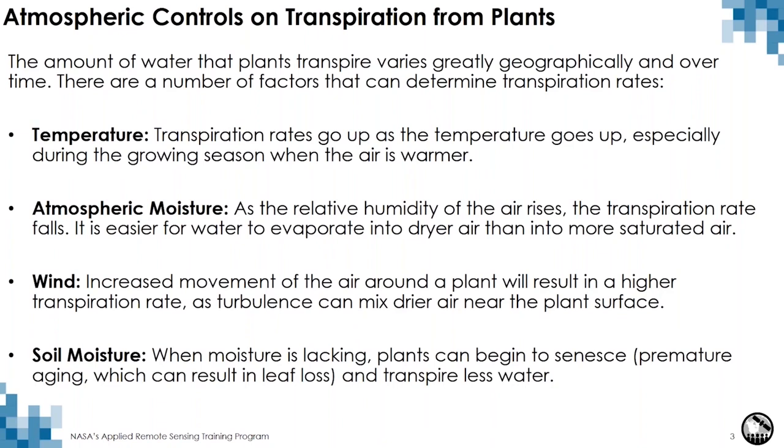humidity, or water vapor in the air, also controls transpiration. As the air becomes more moist, the transpiration rates can fall. This is because there's not as much of a gradient between the leaf and the atmosphere. And so the plant's ability to actually release water is lowered as the humidity rises. This mainly means that it's easier to evaporate water into drier air than more saturated air.